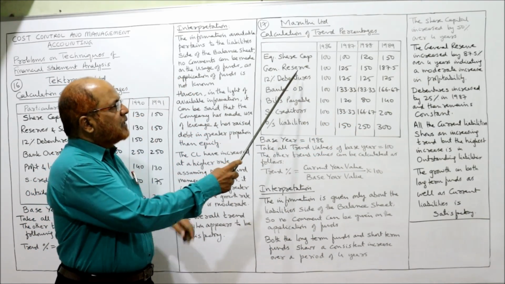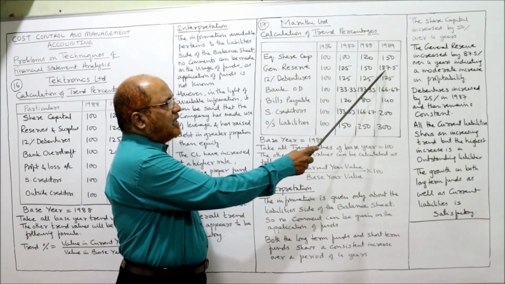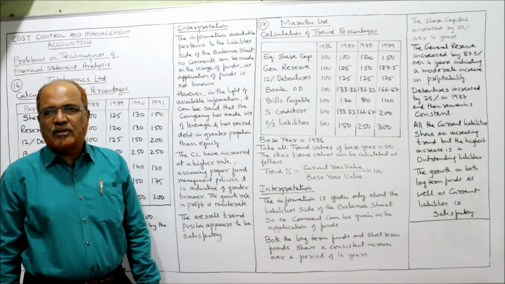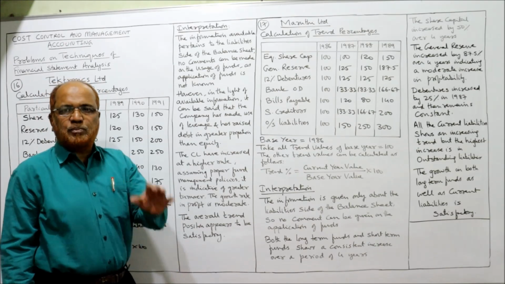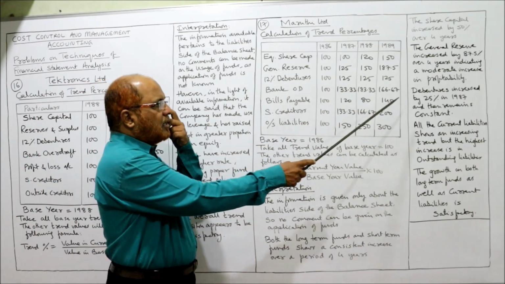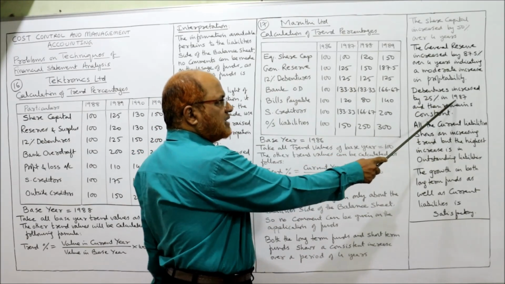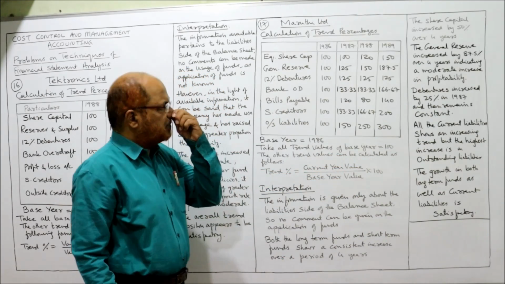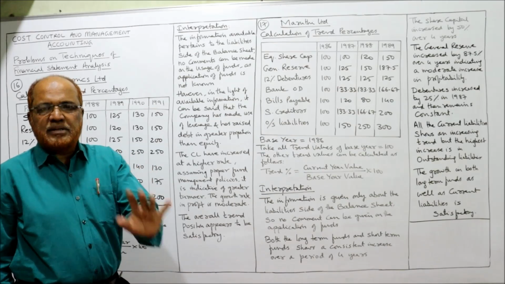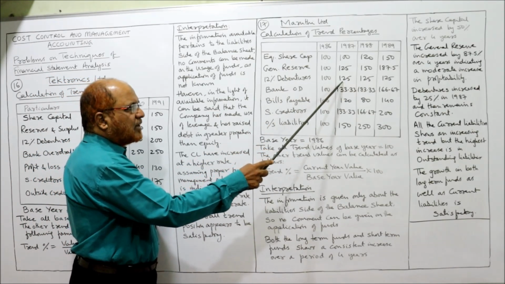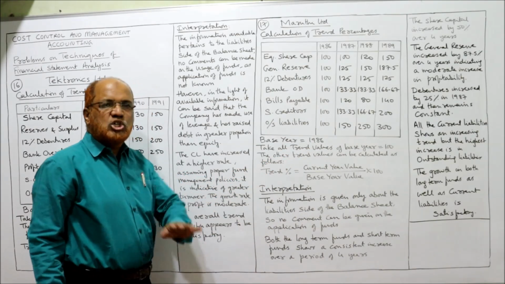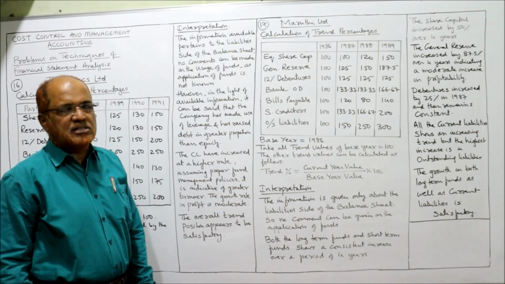The general reserve, 100 to 187.5. So there is a moderate increase in the profitability because profit will go to general reserve. Debentures increased by 25% in 1987 and then remain constant. Only 25% debentures increased in 1987. After that, it remains constant. No issue of debentures afterwards.